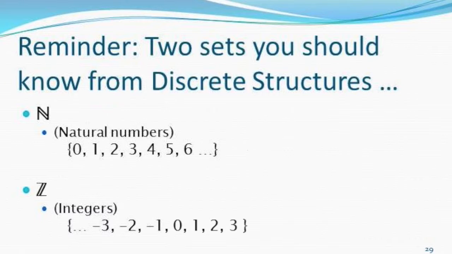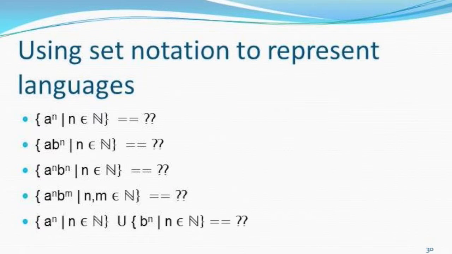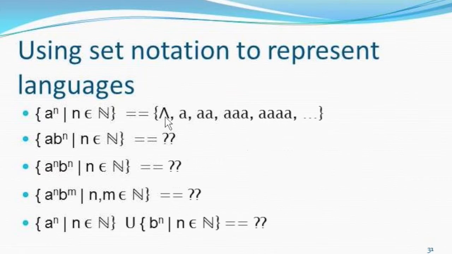Just as a reminder, the natural numbers for the purposes of our class will start at 0. You, of course, know the integers. And so we can use set notation to represent languages using the integers or the natural numbers also. So for example, if we have the set of all symbols a to the n such that n is in the natural numbers, we get lambda, a, and so on. This is all strings of length 0 or longer that contain just the symbol a.